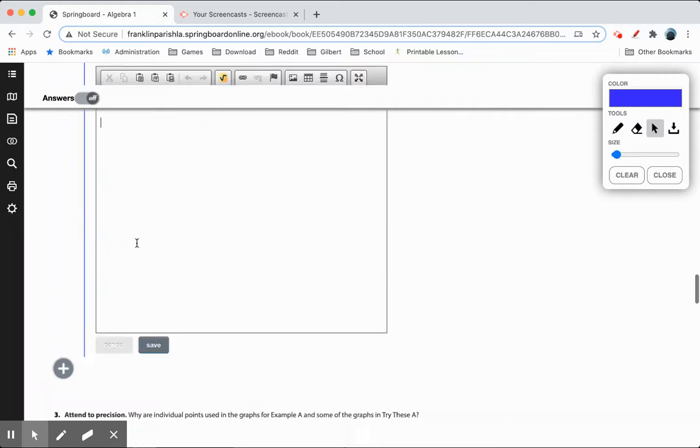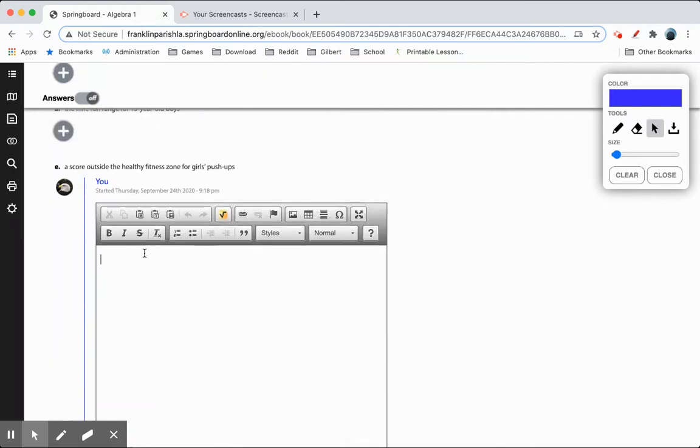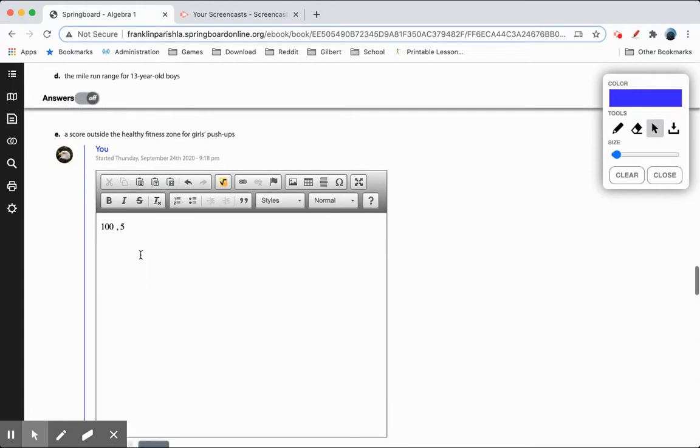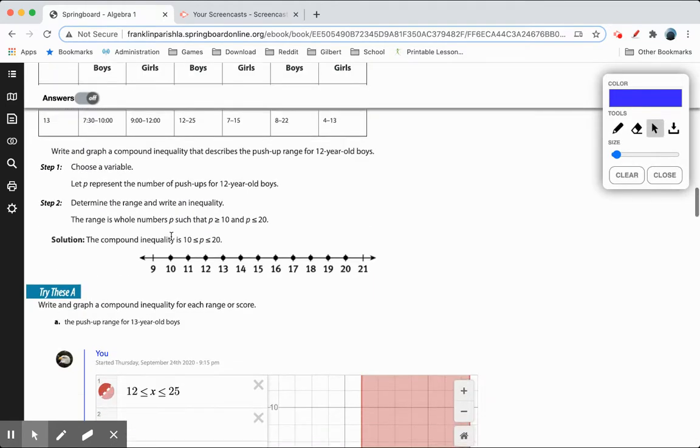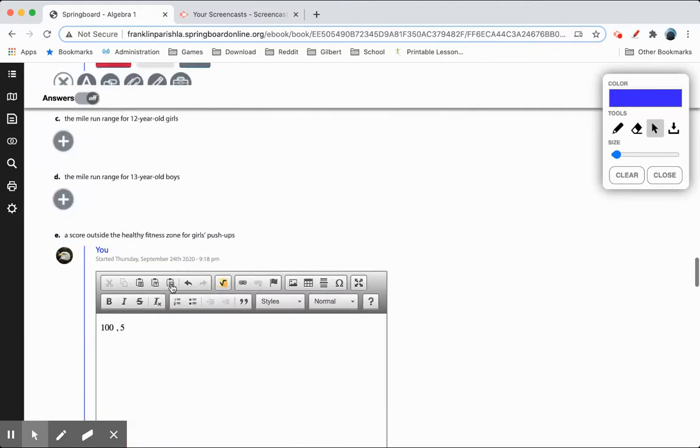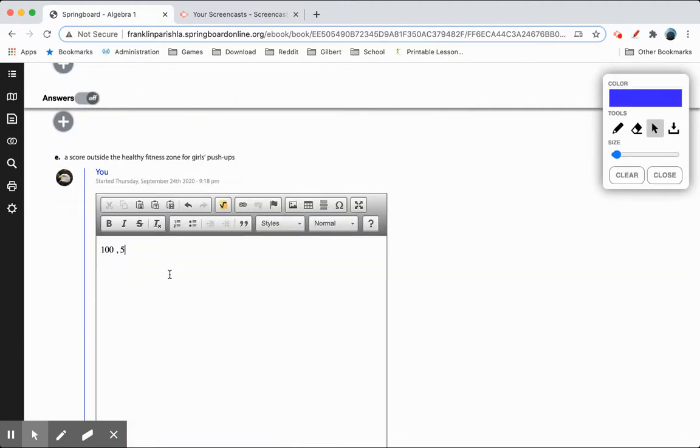I guess we're just going to list that score outside there. So 7 to 15 is what's included. Anything outside that would be fine. I mean, 100 would be outside that, or 5 would be outside that. Okay? The score outside of those, that's what we want. But we want to write and graph the inequality for those.